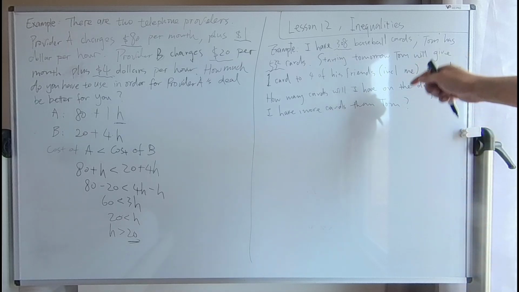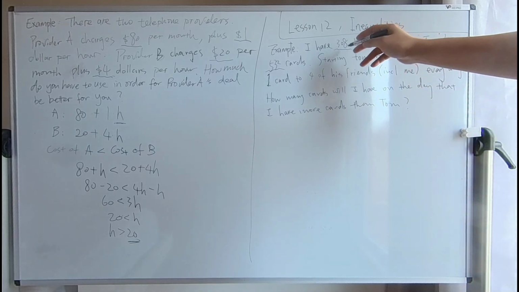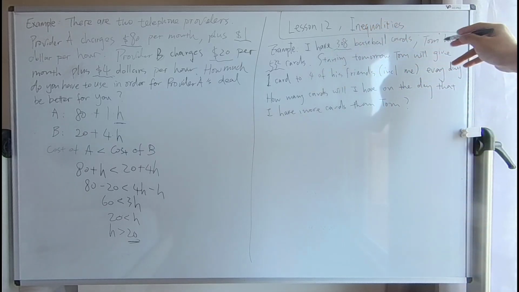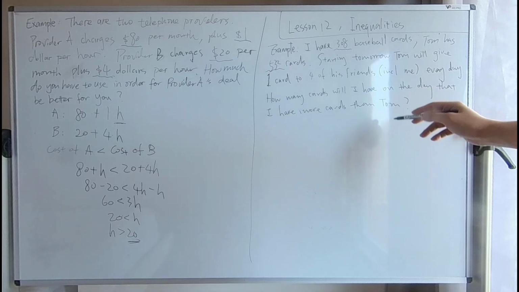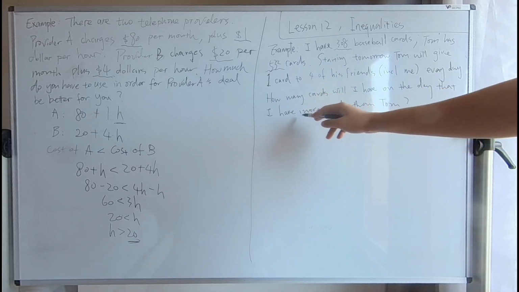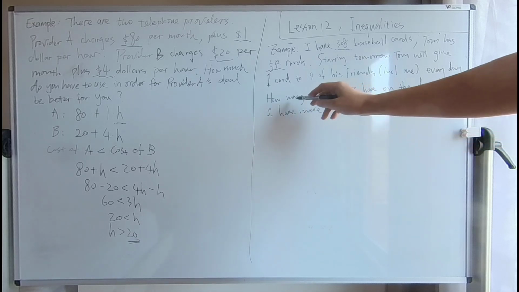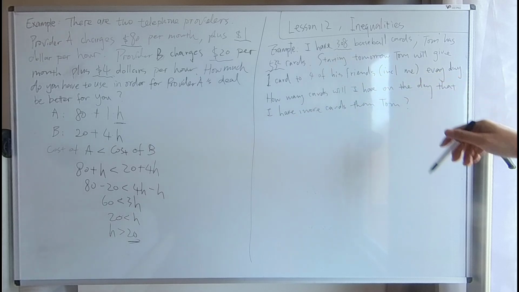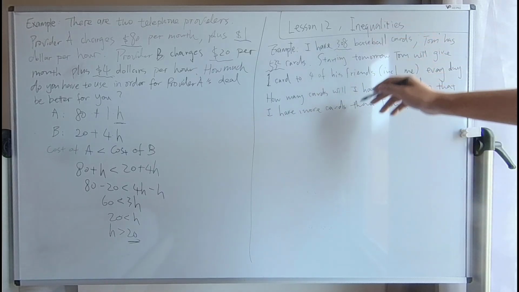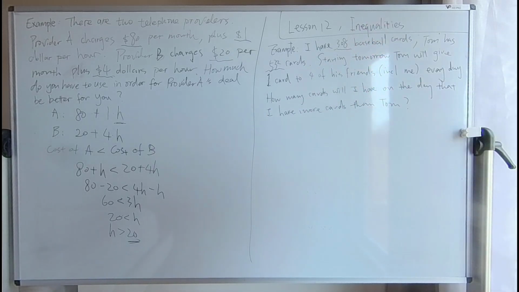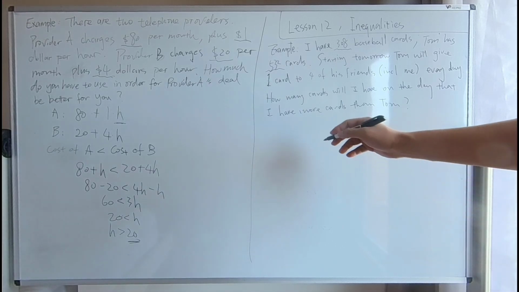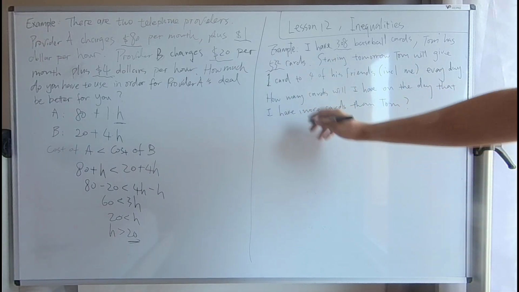So there is going to be one day that I will have the same or more cards than Tom. By that day, when I have more cards than Tom, how many cards will I have? Because I know that by one day I will have more cards, but how many exactly? So for this one, again, try to write down the expressions first.